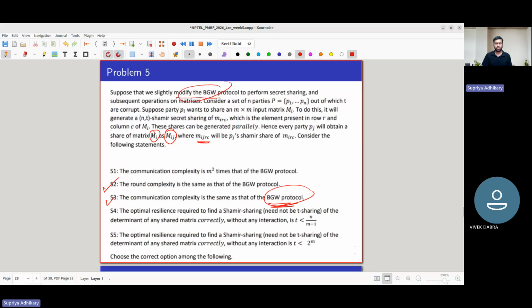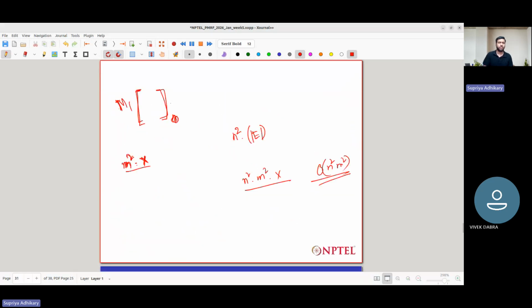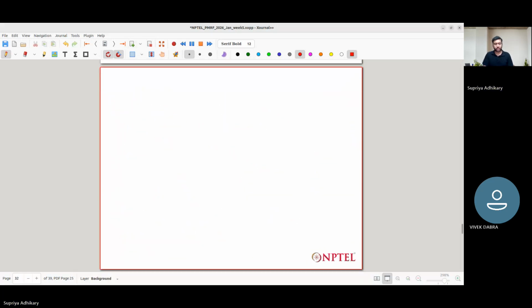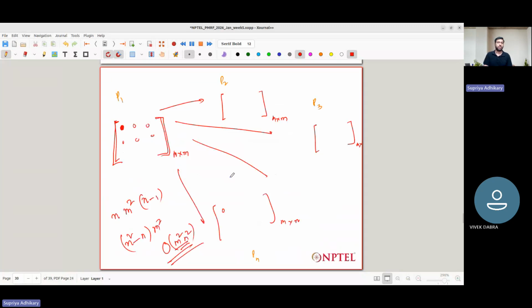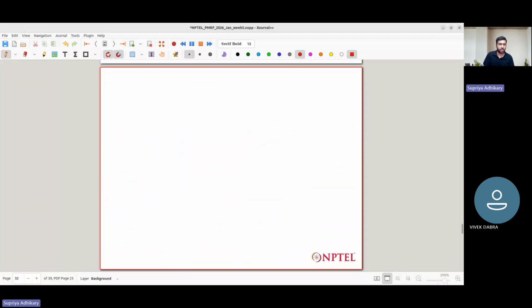Yeah, optimal resilience, we can easily calculate that, because as you can see, it says that without any interaction, one should be able to use the secret sharing scheme to determine the determinant of the shared matrix correctly. So once we, how do we calculate the determinant of a matrix? If we have an N cross N matrix, how is the determinant calculated?